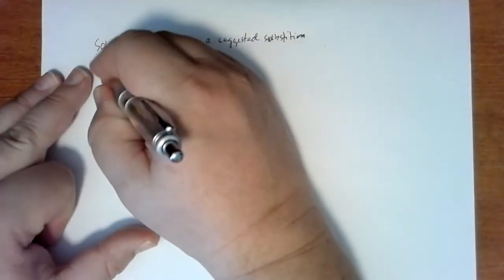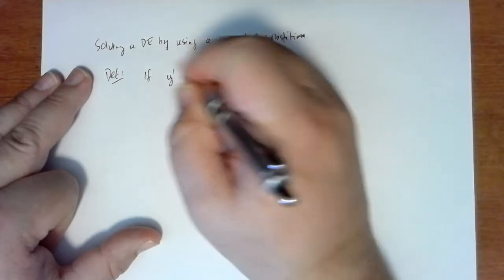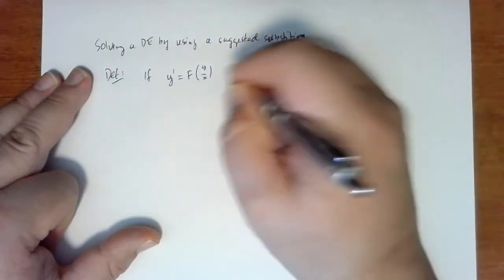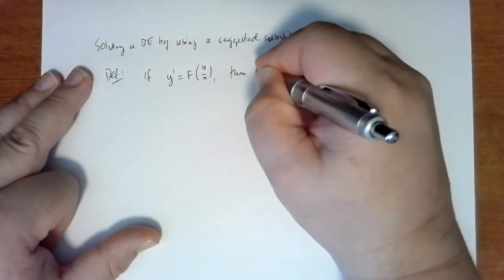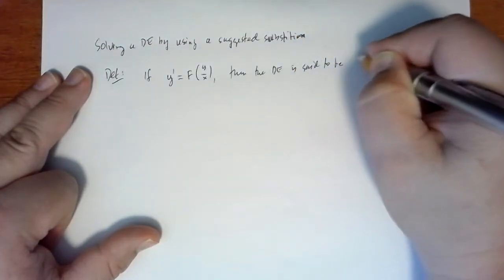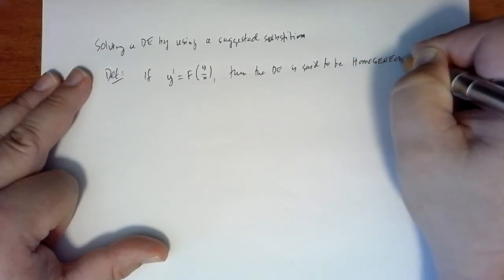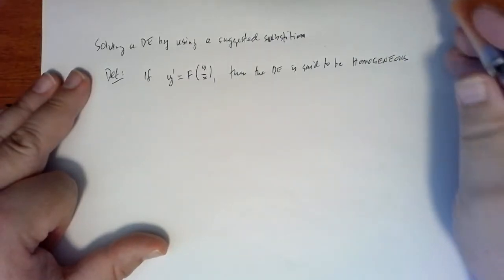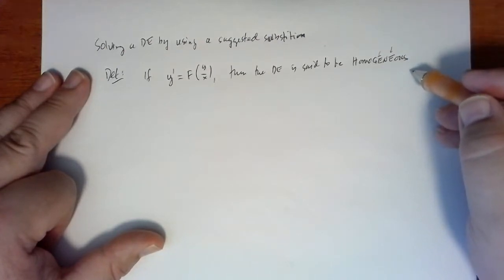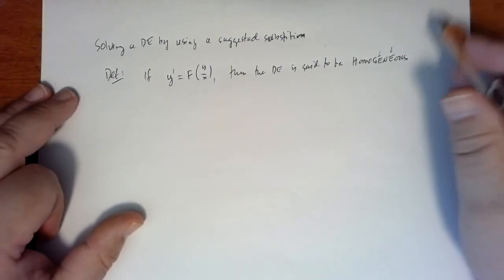In this case, definition: if my derivative of y can be written as a function of y over x, then the DE is said to be homogeneous. Okay. Now notice that there's a couple of e's there, right? Because this isn't the word homogeneous, which has a different meaning.